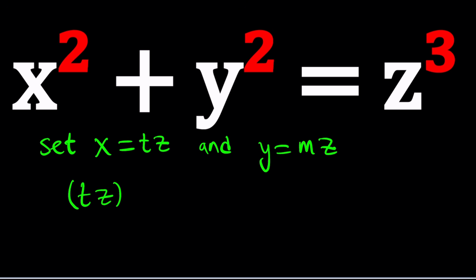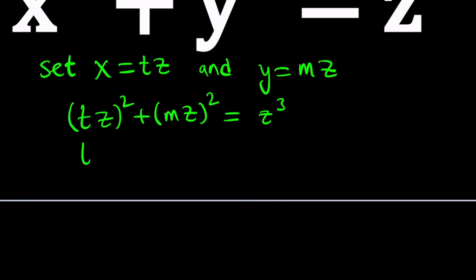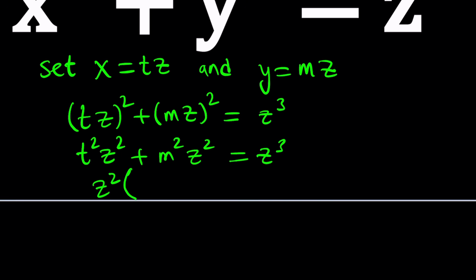(tz) squared and (mz) squared added together should give us what? Z cubed. Let's simplify this a little bit. We get t squared z squared plus m squared z squared equals z cubed. You can obviously factor out a z squared here, which is cool, and that gives us t squared plus m squared, and that's equal to z squared times z. Z cubed can be broken down like that, right?